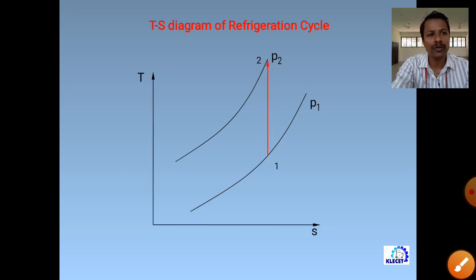This is the 1 to 2 process, that is isentropic compression. 2 to 3 is constant pressure heat rejection, 3 to 4 is isentropic expansion, and 4 to 1 is constant pressure heat absorption in the cycle.